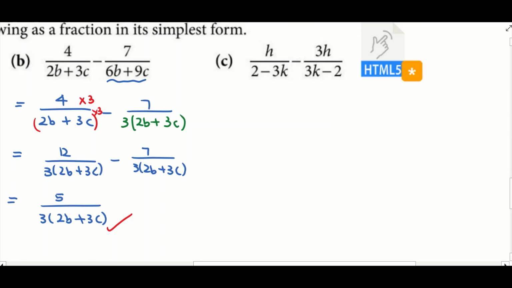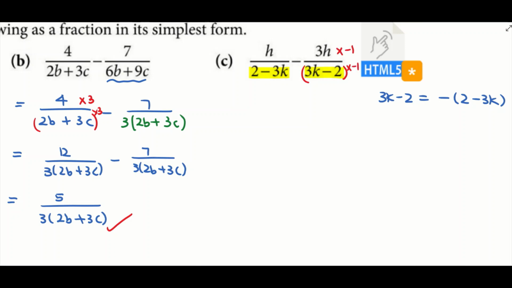Now let's look at the last question. I see the denominator 2 minus 3k and the other is 3k minus 2. Notice how it's actually the negative of each other. 3k minus 2 is the negative of 2 minus 3k. So to make it the same denominator, I can multiply whole thing by negative 1. Top, I'll multiply by negative 1.